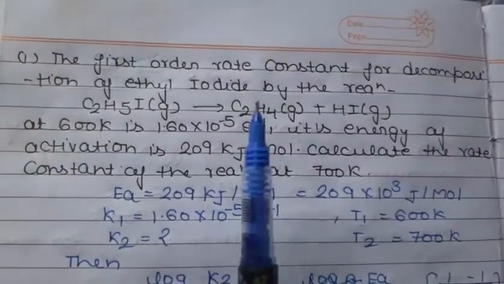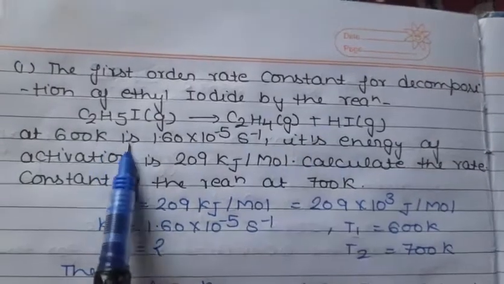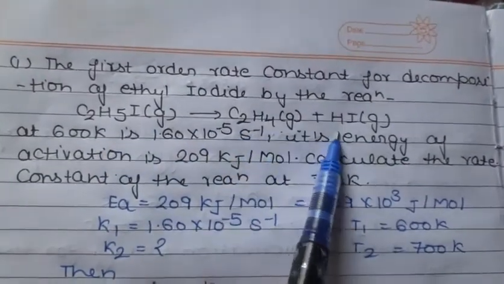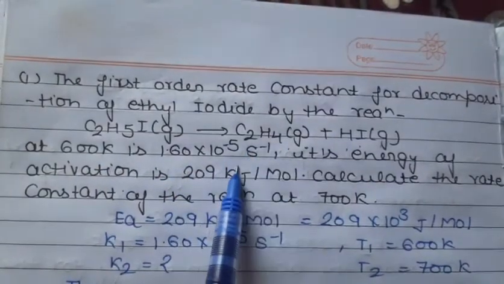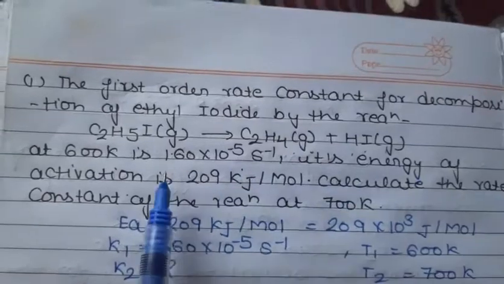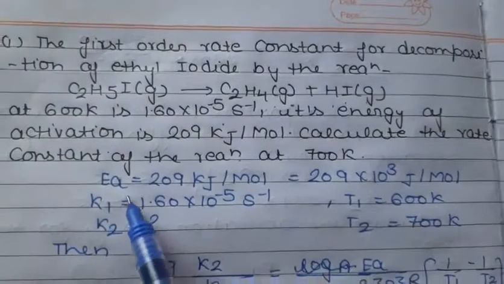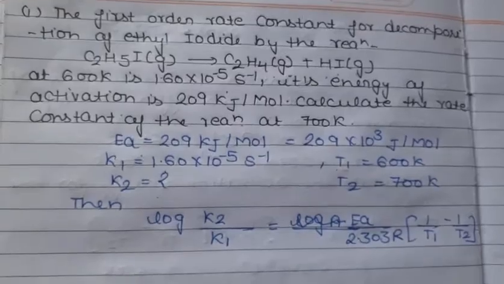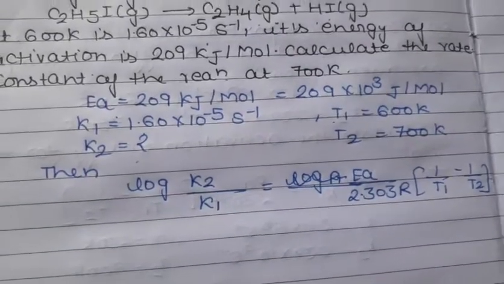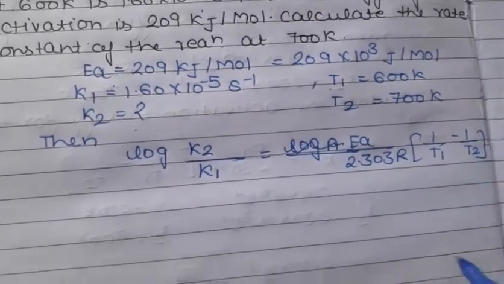Now the second numerical is like that. The first order rate constant for decomposition of ethyl iodide by the reaction C2H5I gas gives C2H4 gas plus HI gas at 600 Kelvin is 1.60 into 10 to the power minus 5 second inverse. Its energy of activation is 209 kilojoule. Calculate the rate constant. So here we have given E equals this, k1, T1, k2 and T2. So now log k2 upon k1 equals E upon 2.303 R into 1 upon T1 minus 1 upon T2.